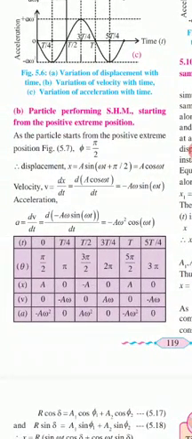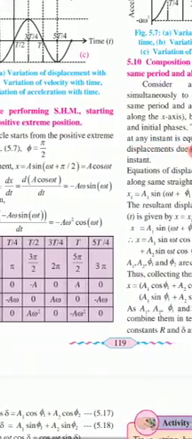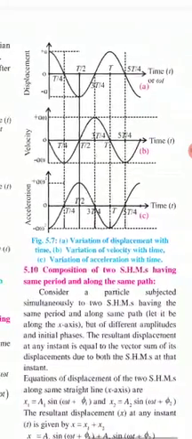Similarly you can see for acceleration, minus a omega square cos omega t. Again if you see, it will be 90. Cos 90 will be 0, so you will get 0 values. Similarly you will take all these values, so you will get minus a omega square, 0, a omega square, and 0, all these values, so you will get curve 3. Fine.